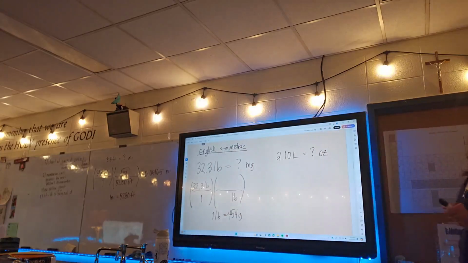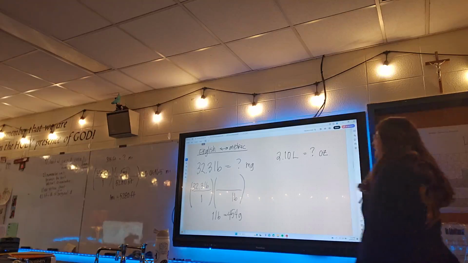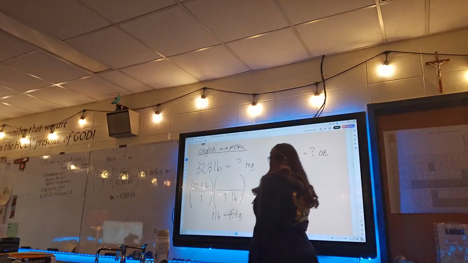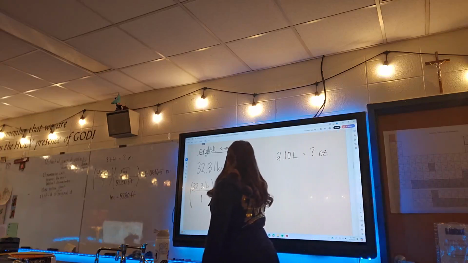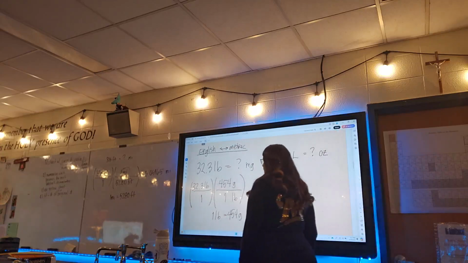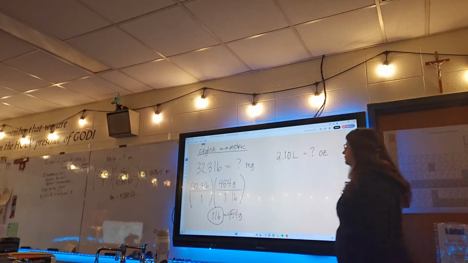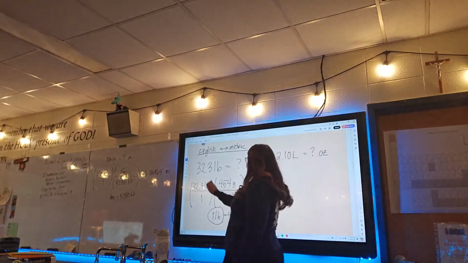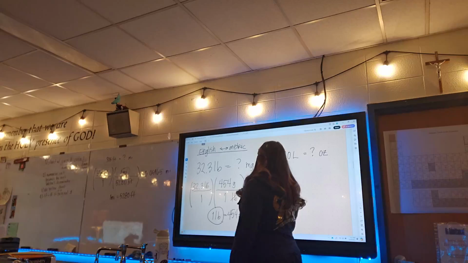Where does the 1 go, top or bottom? Bottom, yep, it goes on the bottom. And then 454 goes on top. How did I know that the 1 goes on the bottom? 1 pound has to stay together. All right, so if I were to cancel my units, is gram what I'm looking for? Sad days. So let's do another one.